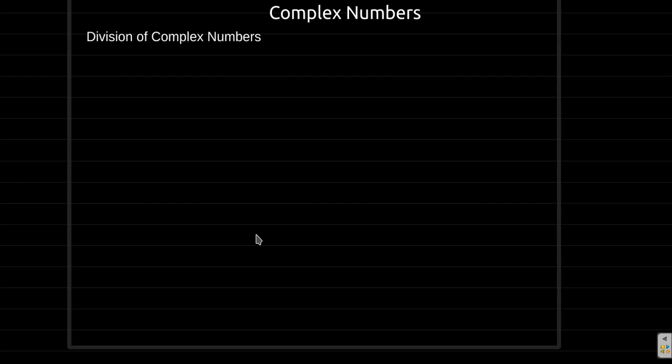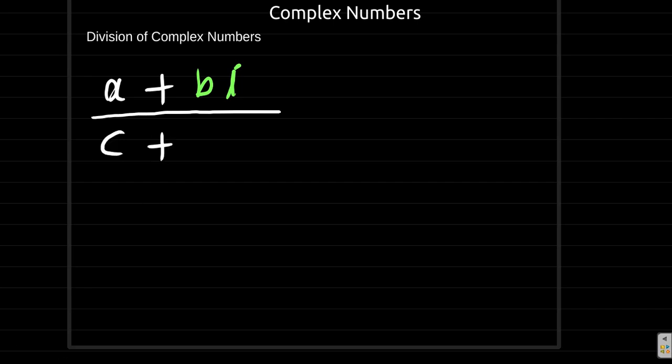Division of complex numbers. Now, we want to look at this complex number. The general form is A plus BI, and we want to divide it by C plus DI. Now, how do we do that?